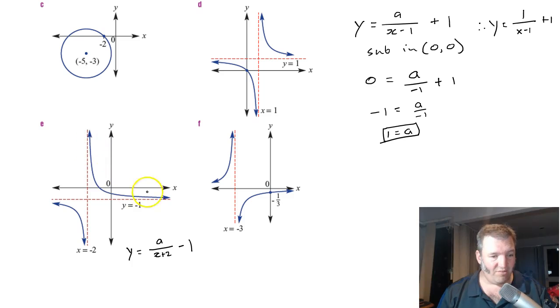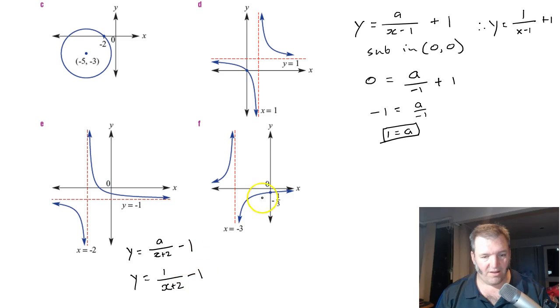What's a point that I know? They haven't actually given me a point for this one anywhere, have they? So I'm going to assume that they're being nice and not making us figure out what a is. So it's going to be 1 over x plus 2, take away 1. Here's one where they have given us a point, so that might help us a little bit. Let's see if we can do this one.